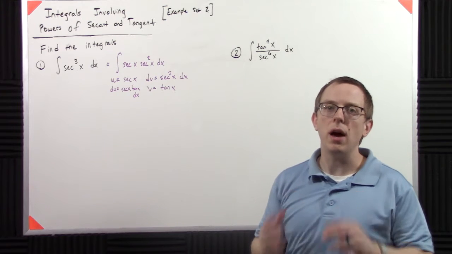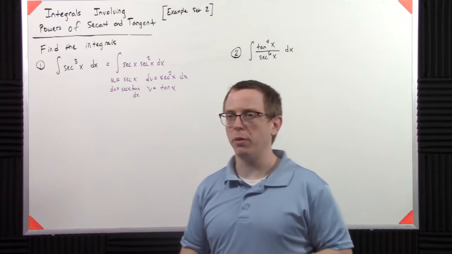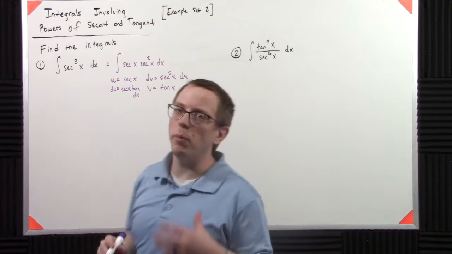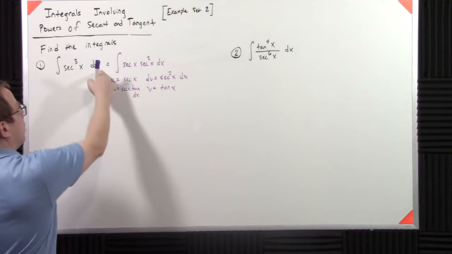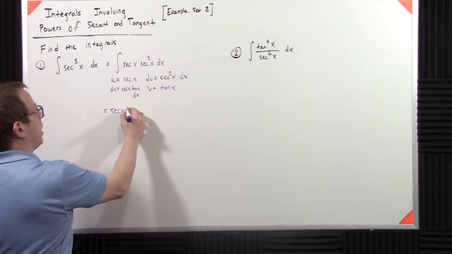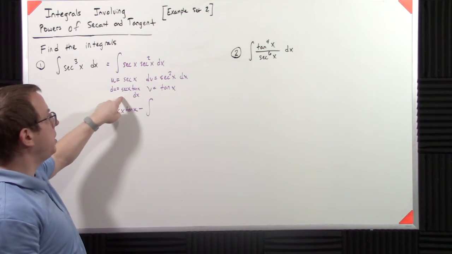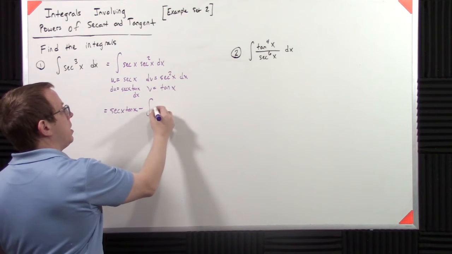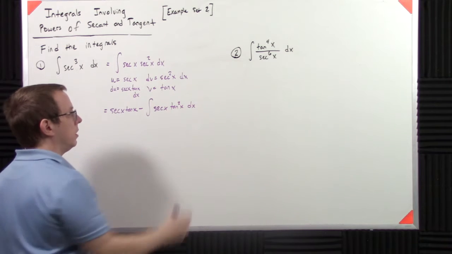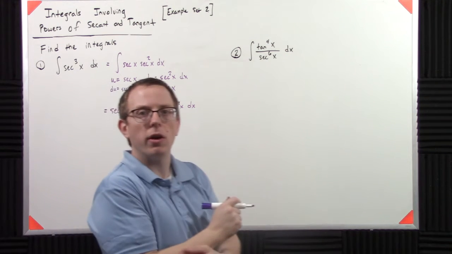So I can now use integration by parts, which hopefully you feel more comfortable with by now. Remember the format: this integral is equal to uv, so secant x tangent x, minus the integral of v du. So that's secant x tangent squared x dx.